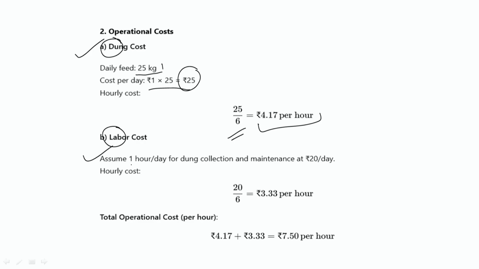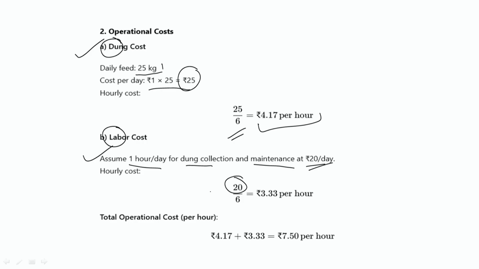If we talk about the labor cost, here we see 1 hour per day for dung collection and maintenance at 20 rupees per day. So 20 rupees per day we are taking, but ultimately for the labor cost we are not considering hiring any labor, as a family member can also invest their time in running that biogas plant.